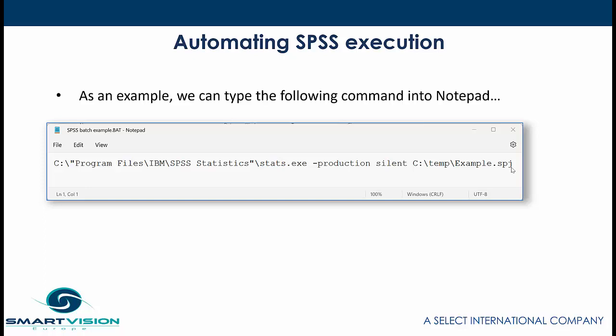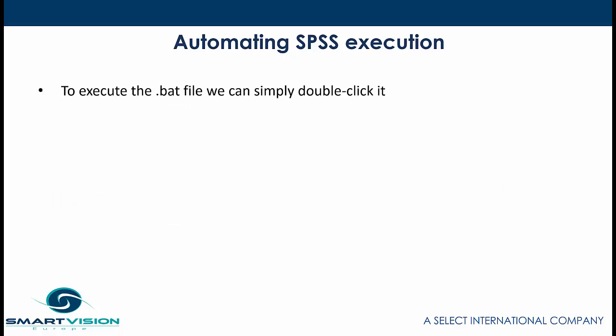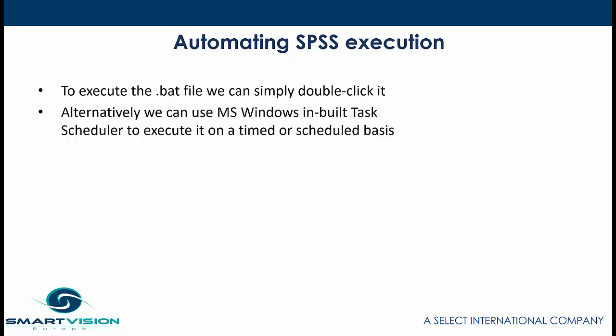It happens to be in the C temp folder, and the production job, of course, contains the address of, or points to, an SPS file, which is the syntax file, and also points to where it wants the output to go, which is C temp, and the name and form of the output file, which in this case happens to be an SPSS viewer file. Then if you simply save that file, instead of saving as .txt, you save it as SPSS batch example or some sort of name with .bat on the end, so you change it to .bat rather than .txt. That effectively becomes a little executable, and you can run that. You could actually execute it by simply double clicking it.